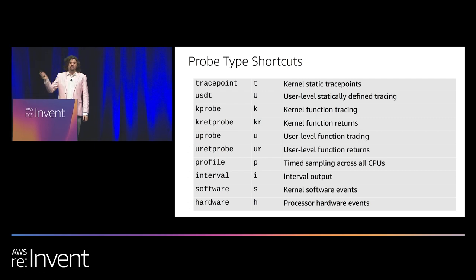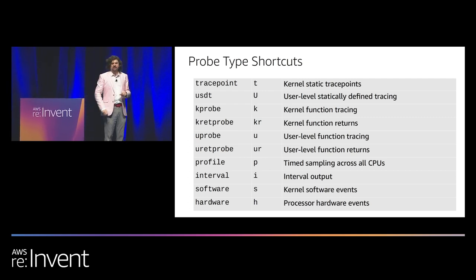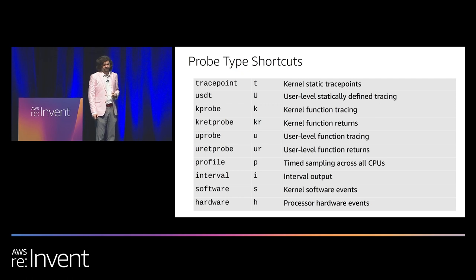Just to give you exposure of what's possible, there are many different event types. So this is all for the BPF trace language. Trace points, which are static events that are baked into the kernel code. There's an equivalent for user-level code, kernel function tracing, user-level function tracing, and so on. Software events, hardware events. We've added a new one that's not on this list for memory watch points, so they can go and run programs as BPF programs as well.